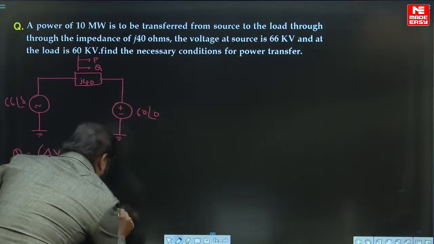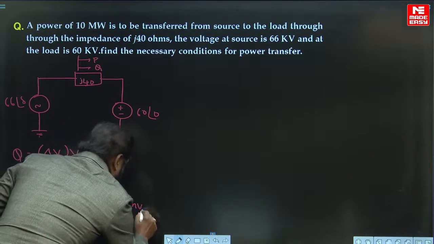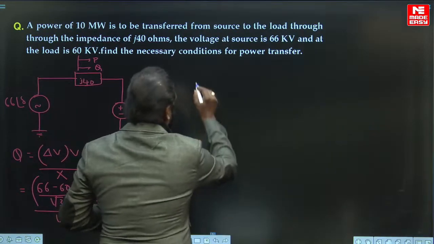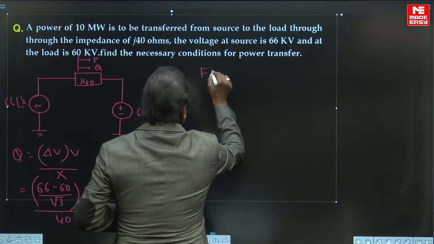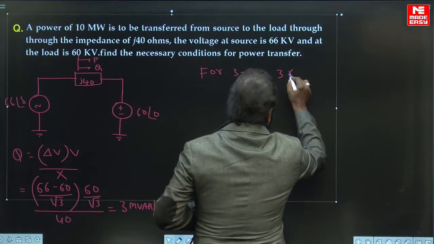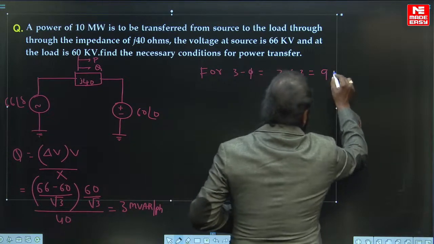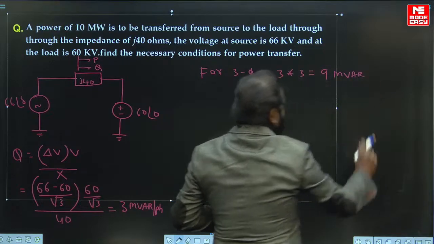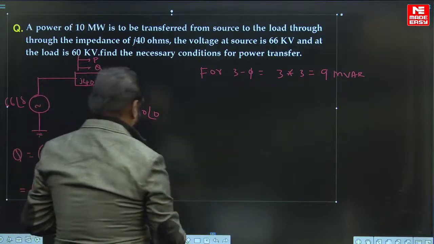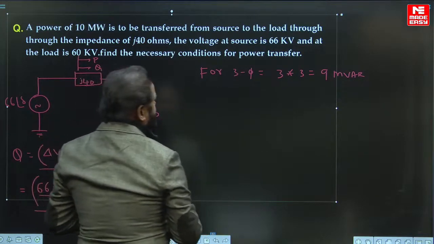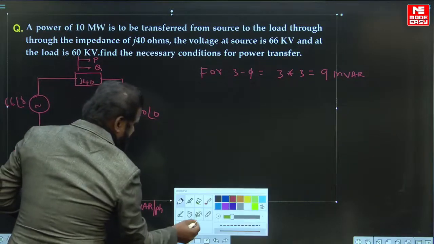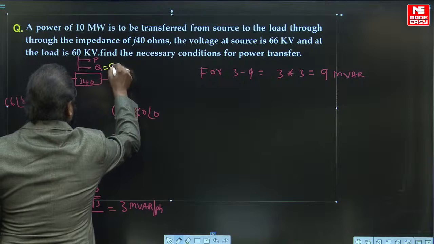This comes to 3 MVAR per phase. Actually the calculations by default are for 3 phase, no. So for 3 phase, we can say this equals 3 into 3, that equals 9 MVAR. 9 MVAR is the final value that you can have. So this is determined: Q equals 9 is determined.